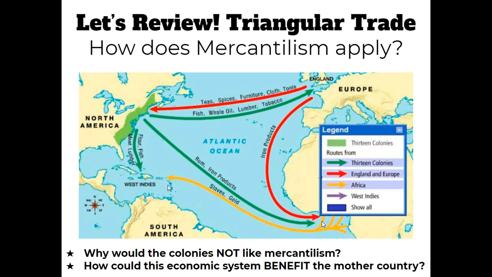So why would the colonies not like mercantilism? Why would they be at a disadvantage? This is a critical thinking question. We talked about how they benefited. So they would have to build their own ships to transport goods, to trade with England, but that would also produce strong lumber and shipbuilding industries in the New World. Also, how could this economic system benefit the mother country? So it's designed to benefit the mother country. How in particular are they benefiting, maybe even twice?